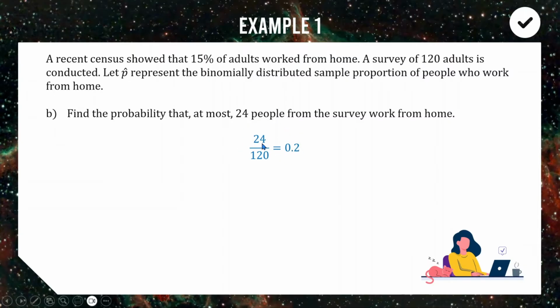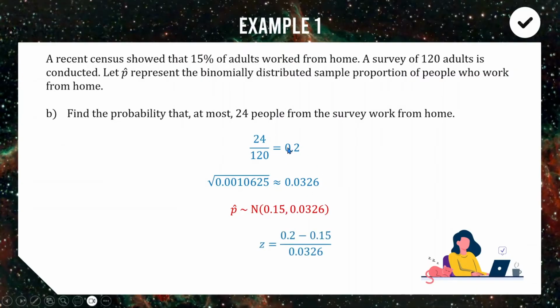The way we're going to do that is we're going to turn 20% into a Z-score. To do that, we're going to need our standard deviation. So standard deviation is the square root of our variance from before. It works out to be approximately 0.0326. So now we can say that p hat is approximately a normal distribution with a mean of 15% from before and a standard deviation of 0.0326 roughly. I know that's not a perfect approximation, but we're doing a lot of guesswork today.